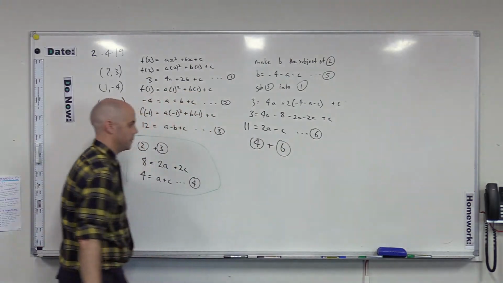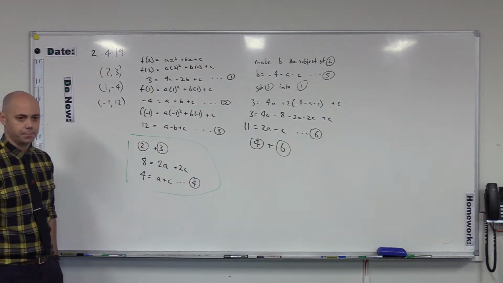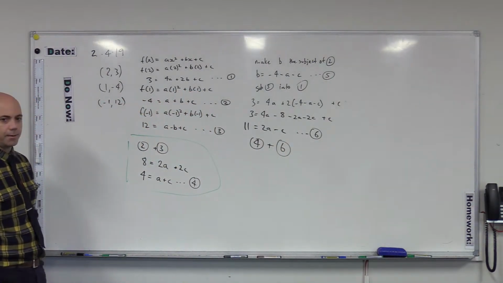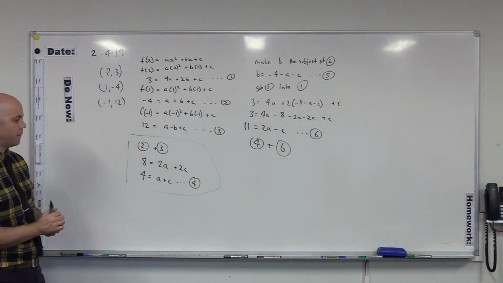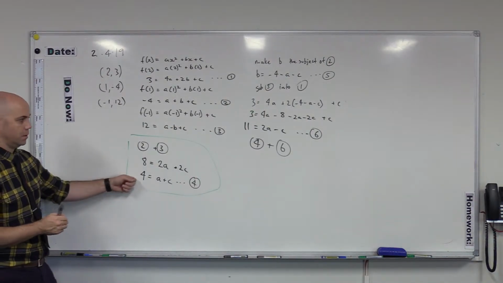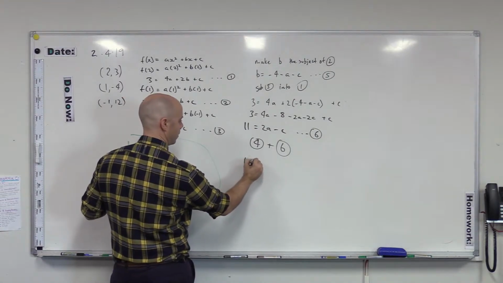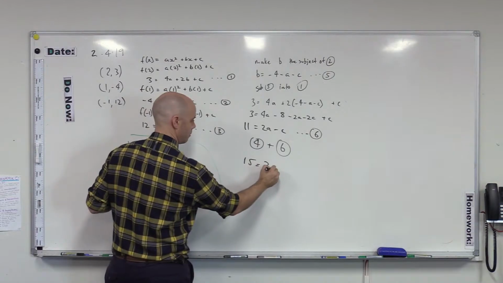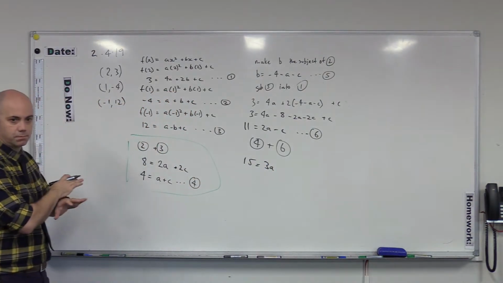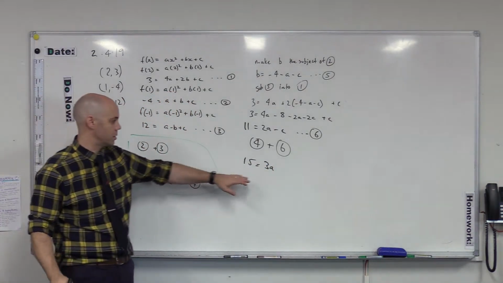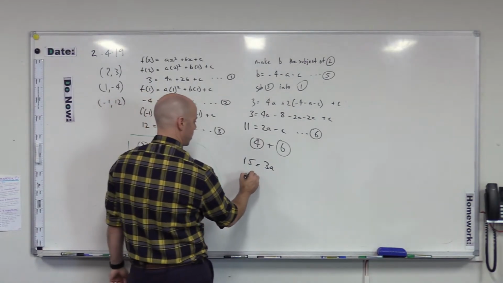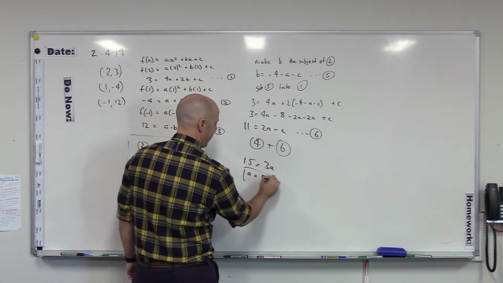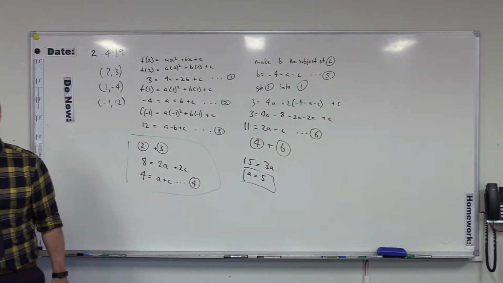So let's add 4 and 6. What do I write down? Aaron. I'm going to add 4 and 6. What do I write down? 15. Yep, 15 equals 3a. That's it, and that's what we want. We want to get rid of the c's. Awesome. So 15 equals 3a, so a equals 5. Fantastic, we've got our first pronumeral sorted out.